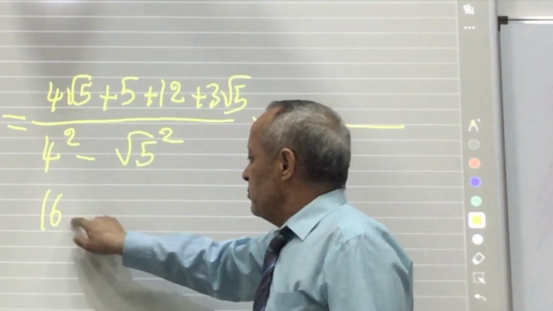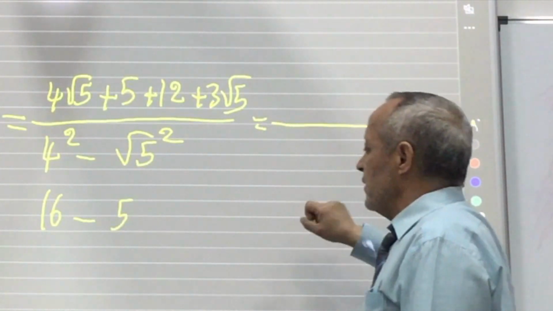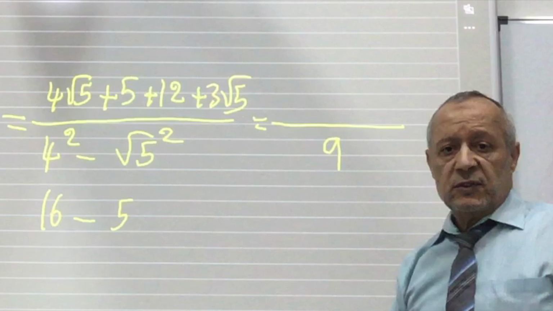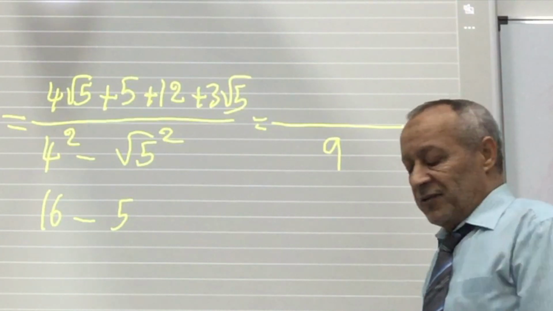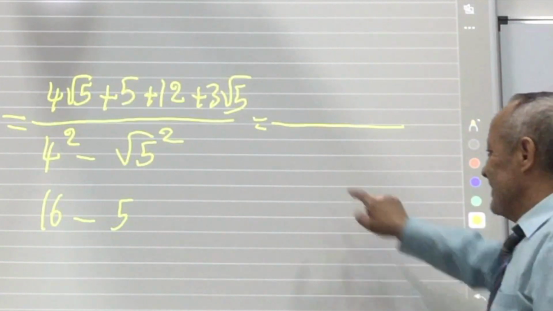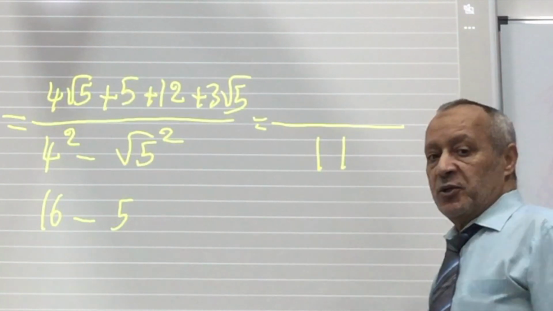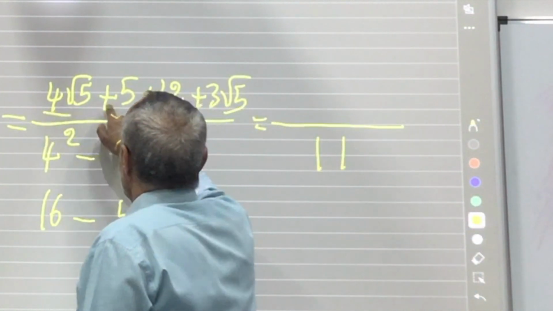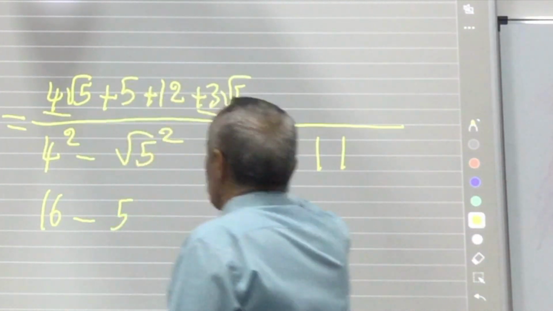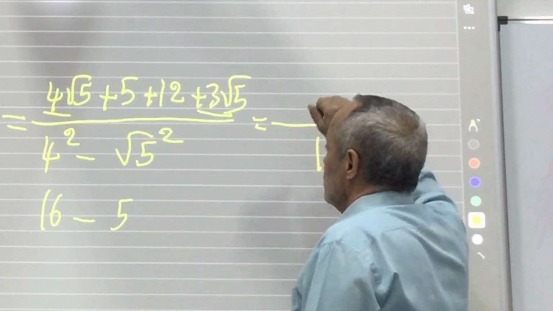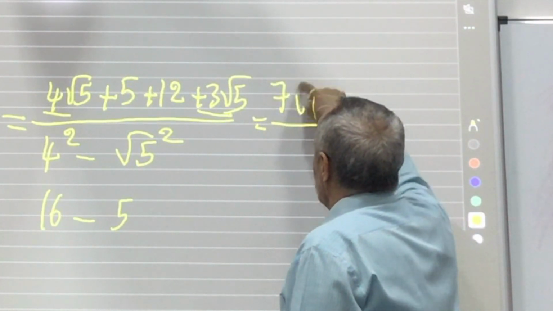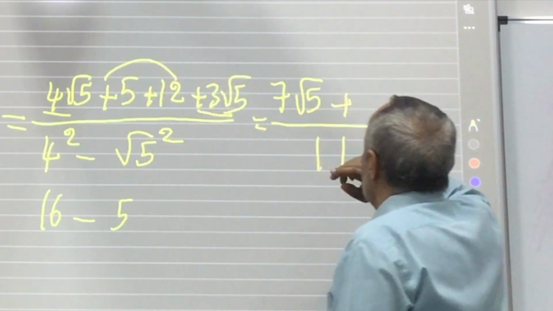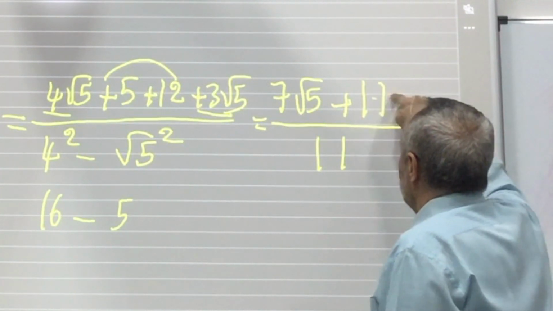16 minus 5. What is 16 minus 5? 11. You're paying attention, huh? So 11. 4 square root of 5 plus 3 square root of 5 equals what? 7 square root of 5. Plus 5 and 12, 17.